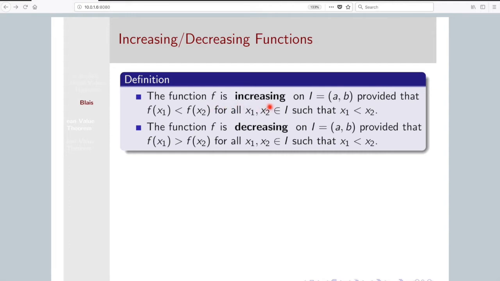A function f is increasing on the interval AB, provided that f of x1 is less than f of x2 for all x1 and x2 in the interval I, such that x1 is less than x2. Sometimes this is also called strictly increasing.